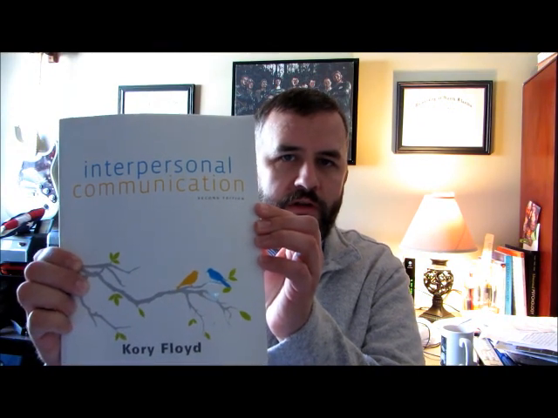The text that is required is this text here, Interpersonal Communication by Corey Floyd. The second edition is the one that you'll need. There's a couple of different ways you can get this text. You can buy it new, you can buy it used. You can buy an ebook version, and there's also a Kindle version. The important thing that you'll need here is the information in the text as well as access to the online component of this text, and that is called Connect. Connect is available through McGraw-Hill, which is the publisher of this text. You will need to be able to access Connect to be able to complete your assignments.